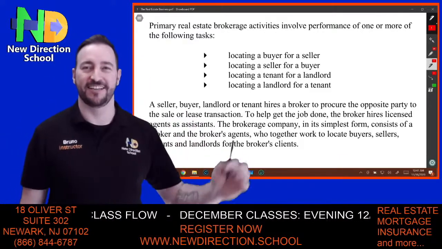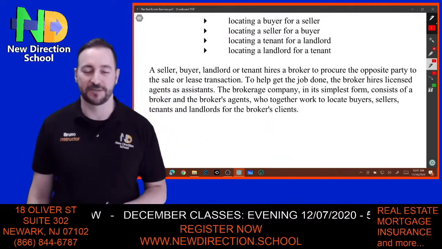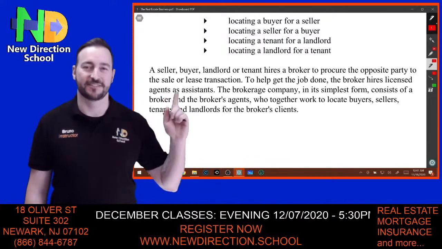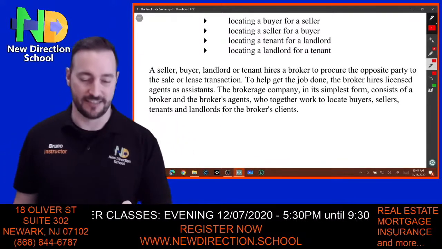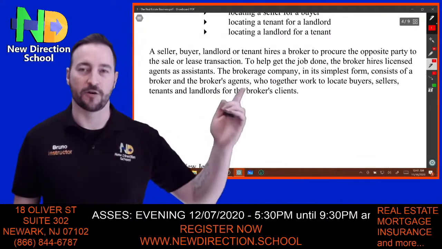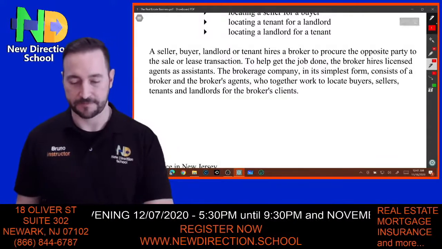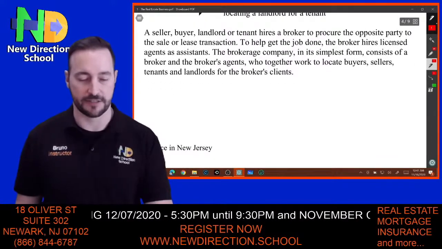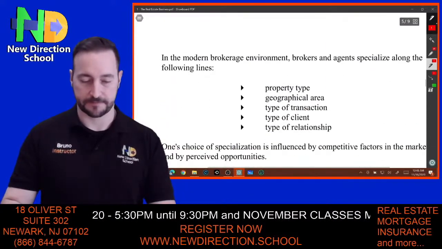a seller, landlord, or tenant hires a broker to procure the opposite party to the sale or lease transaction. To help the job get done, the broker hires licensed agents as assistants. The brokerage company in the simplest form consists of the broker and the broker's agents, who together locate buyers, sellers, tenants, and landlords for the broker's clients.